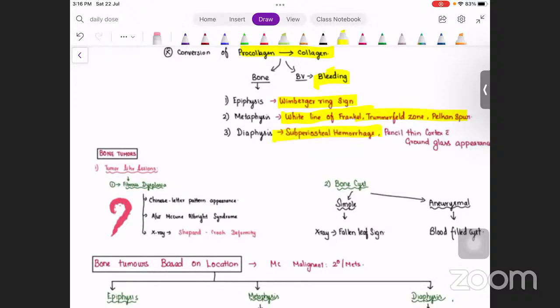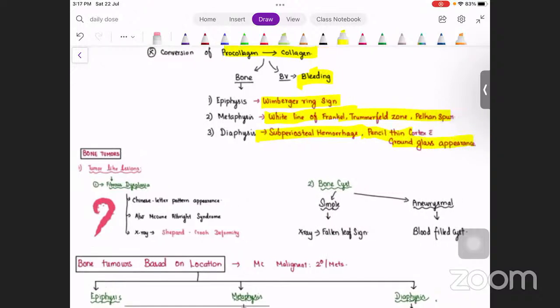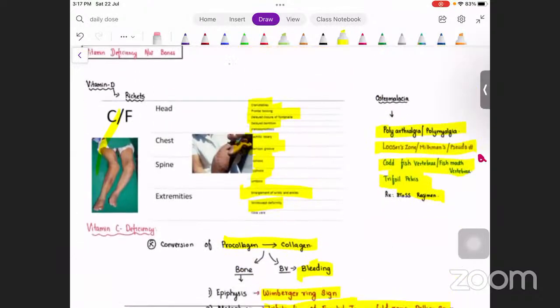And diaphysis, you may see the subperiosteal hemorrhage, where the cortex will be pencil thin with a ground glass appearance. So these are the vitamin D and C deficiency.